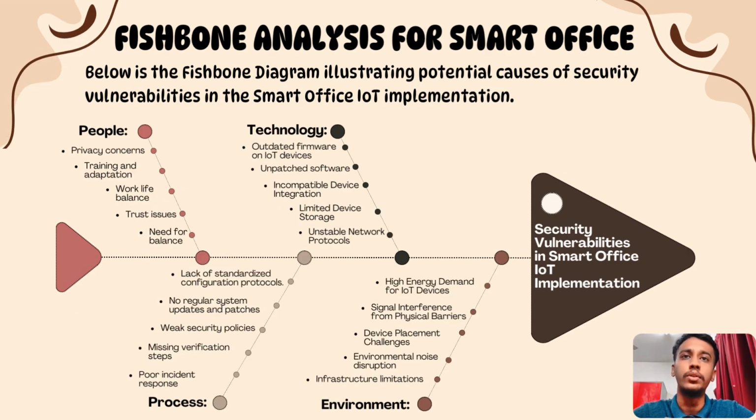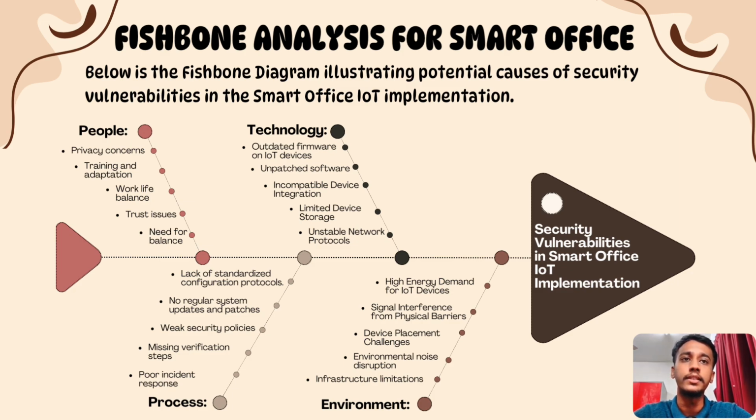In our Smart Office IoT project, we used the fishbone analysis to identify the root causes behind the potential security and reliability issues. So we are able to categorize these causes into 4 key areas, which are people, process, environment, and technology. Under people, we found that employees may struggle with work-life balance, privacy concerns, and the need for proper training to adapt to smart technologies.